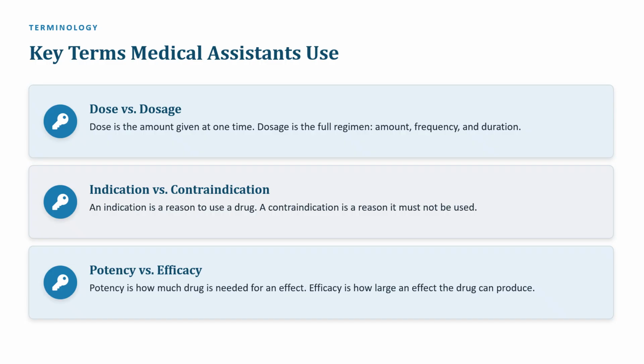Third, potency versus efficacy. These are easy to blur. Potency refers to how much drug is needed to produce an effect. A more potent drug works at a smaller amount. Efficacy refers to how large an effect the drug is capable of producing at all. A drug can be very potent but have limited efficacy, or the reverse. You do not need to make dosing decisions using these terms, but you will hear providers and drug references use them, and understanding them keeps you a competent partner in the conversation.